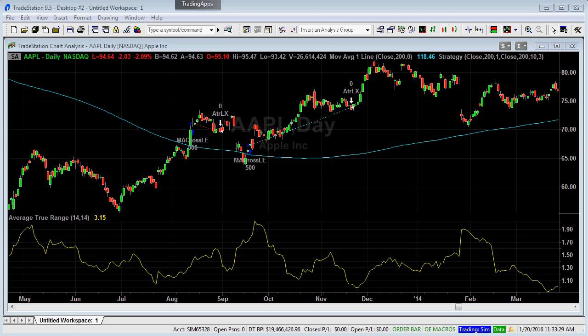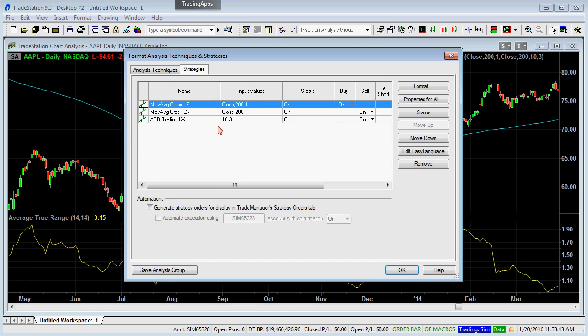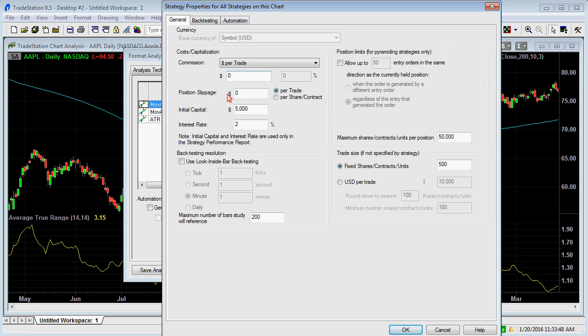Let's talk about some other items. We have about 20 minutes before the class is over, and I wanted to make sure that I point out those different settings so that you can keep them in mind. There's a lot of properties that you can change for the strategy. Here on properties for all, we talked about commissions. Very important that you include commission cost.